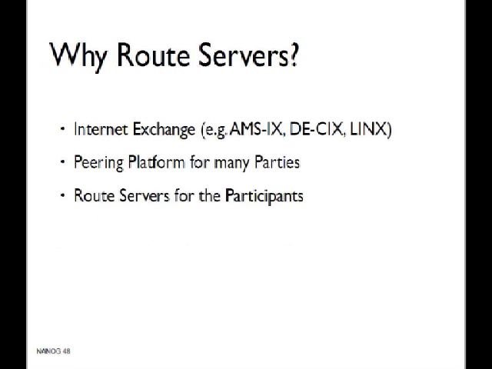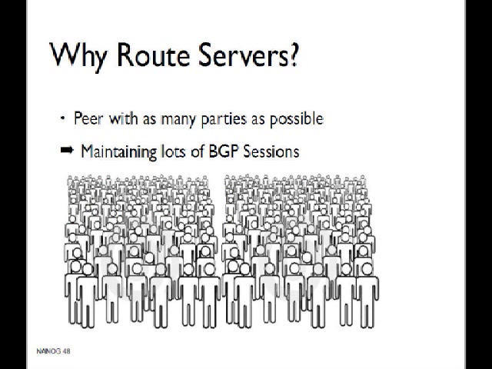All right, so let's start out with why. Why do we want route servers? As I said, an internet exchange is a peering platform where lots of parties interconnect and want to peer with each other. We use route servers within that peering platform to make it easier on people to exchange their routes with each other. The general issue is that if you are at an exchange point and you have an open peering policy, you want to peer with as many parties as possible, which creates a lot of overhead for you maintaining all those sessions, configuring them all, and doing all the work to keep them up.